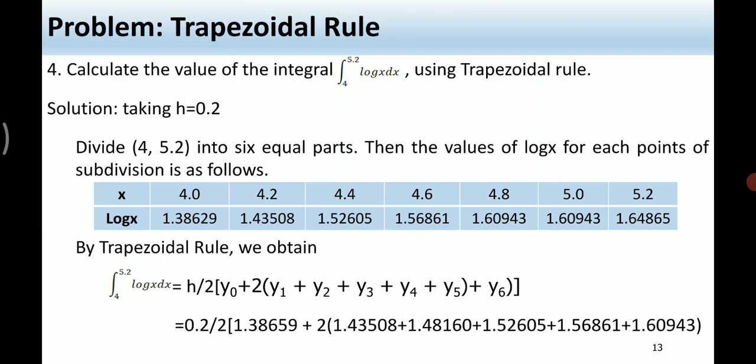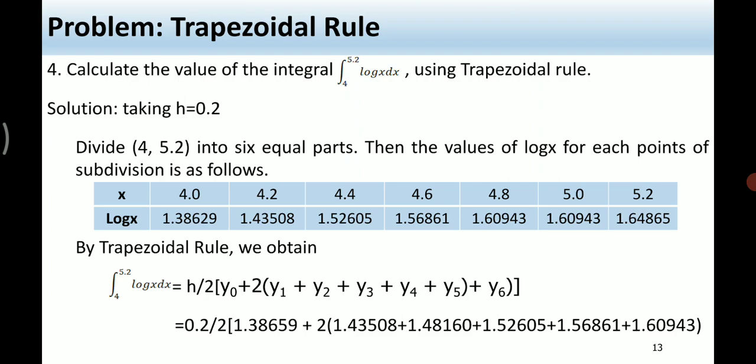Then the values of log x for each point of the subdivisions are as follows in the table. So you are making 6 equal parts in total. We have x values as 4.0, 4.2, 4.4, 4.6, 4.8, 5.0 and 5.2. You can see that your lower limit is 4.0 and your upper limit is 5.2, and it is equally divided into 6 parts.